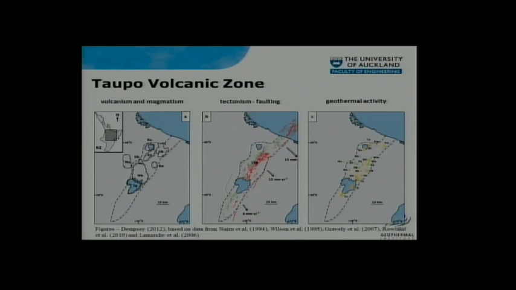And these fields are controlled by volcanism and magmatism, faulting, and then the combination of the two leads to geothermal activity in these areas in yellow. So those are the areas that we know. Many of them are reserved for cultural reasons or scientific reasons. So we don't produce from each of these. We probably only produce from maybe 40% of them, because many of them are protected for other reasons.